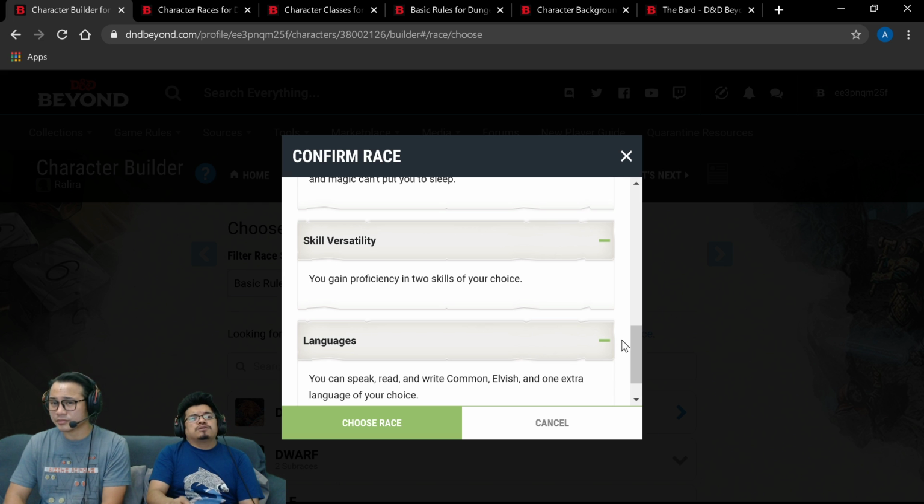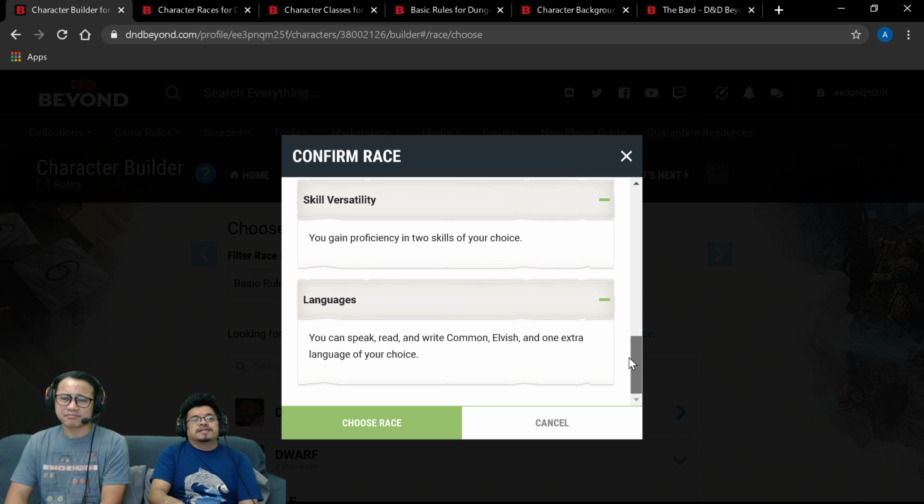Then we have something called skill versatility, where we gain proficiency in 2 skills of our choice. A proficiency, I guess, just makes you better in a skill. Yeah, proficiency. It's what you're good at. And as a half elf, we get to speak 3 languages. We get to speak Common, Elvish, and an extra language of our choice. And as a bard, languages are super important.